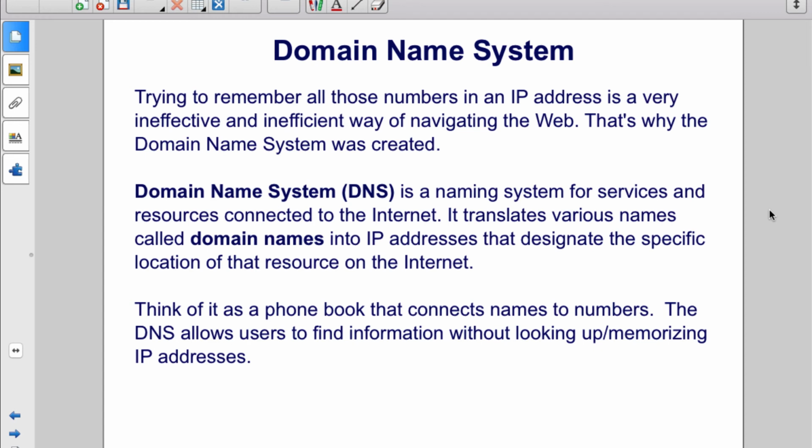That's why the Domain Name System was created. Domain Name System, or DNS, is a naming system for services and resources connected to the Internet. It translates various names, called domain names, into IP addresses that designate the specific location of that resource on the Internet. Think of it as a phone book that connects names to numbers. The DNS allows users to find information without looking up or memorizing IP addresses.